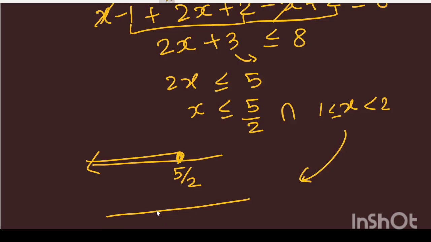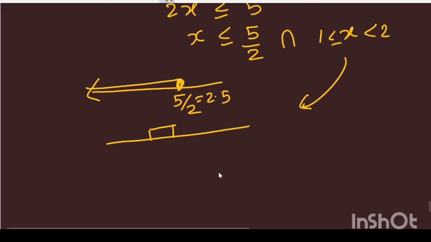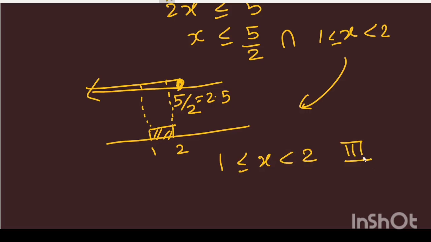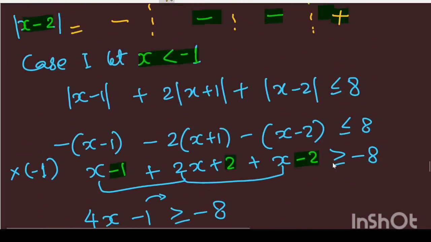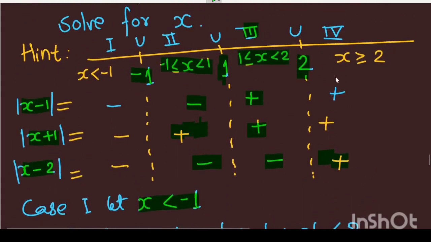Now 1 to 2, 1 is lesser than 5 by 2. 5 by 2 is 2.5. 1 to 2 is like this. So as you can see, the intersection is 1 to 2 only. 1 to 2 is the answer of the third case. Now moving on to the fourth part, guys, when x is greater than equal to 2, in the fourth part, all are positive.